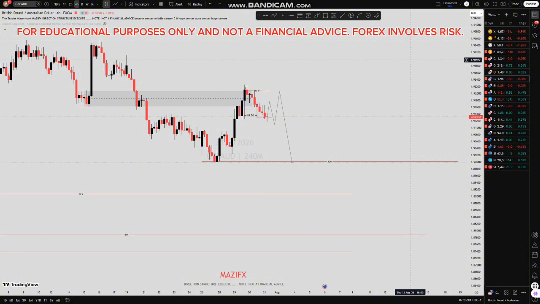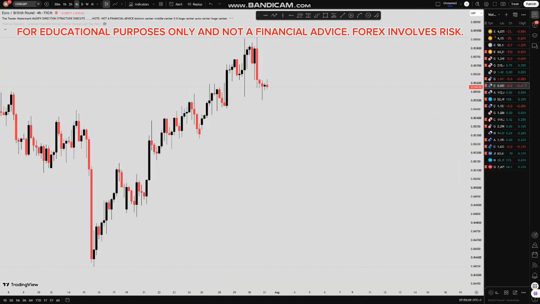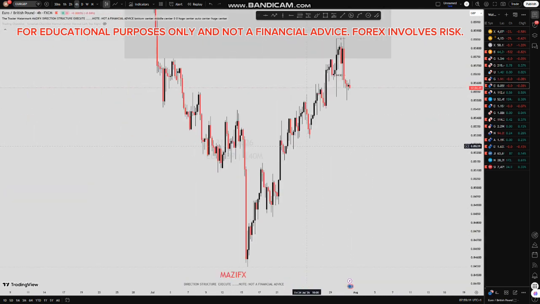But once there's no inducement, there's no fuel, and I'm not engaging, because I'll most likely be the inducement if I take the trade. So I will not. That is how I pick quality setups.